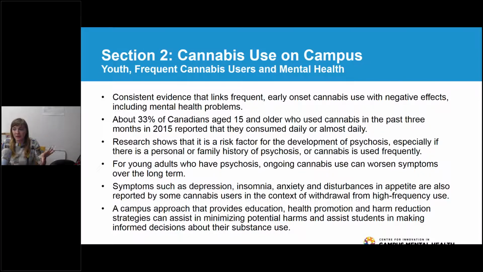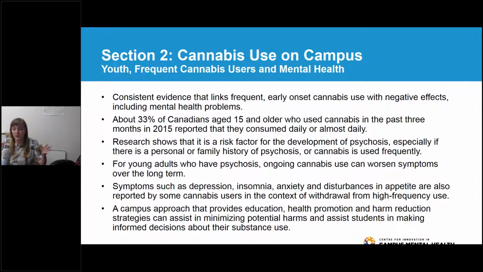So on this slide, you'll see some of the key points that are in this section. And as we know, as previously mentioned, cannabis is a widely used substance, and we know that there's consistent evidence that links frequent early onset cannabis use with negative effects, including mental health problems. So about 33% of Canadians aged 15 and older who used cannabis in the past 3 months reported that they consume daily or almost daily. And it's also important to recognize that much of the research that currently exists regarding mental health and the links to cannabis does not have sufficient evidence to make a direct causal link between cannabis use and mental illness.